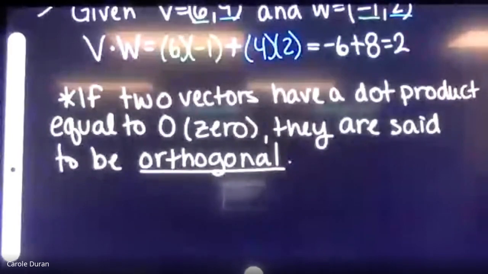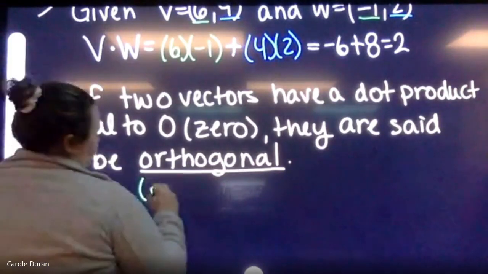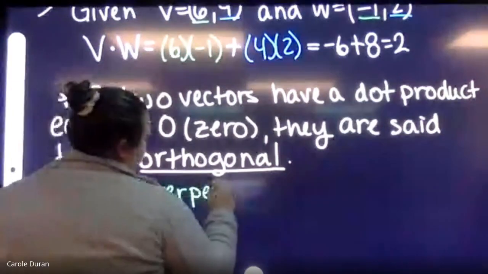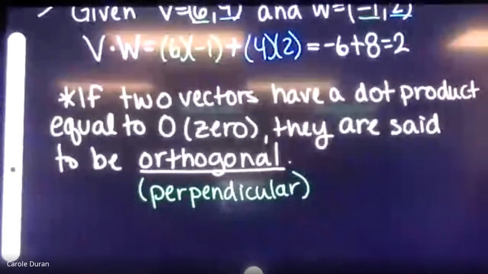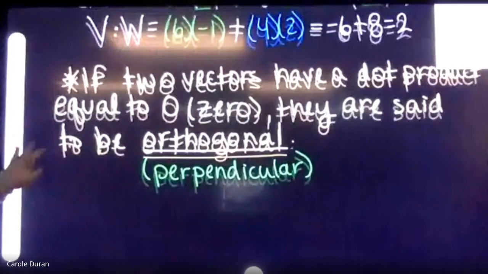If two vectors have a dot product that equals 0, they are said to be orthogonal. Another word for orthogonal is perpendicular. So orthogonality means that these two vectors run perpendicular to each other. It starts with an O. Orthogonal: O-R-T-H-O-G-O-N-A-L. So the way a question like this would be posed to you is it would give you two vectors and ask you to determine whether or not they are orthogonal to each other. So that's how we're going to run our example.